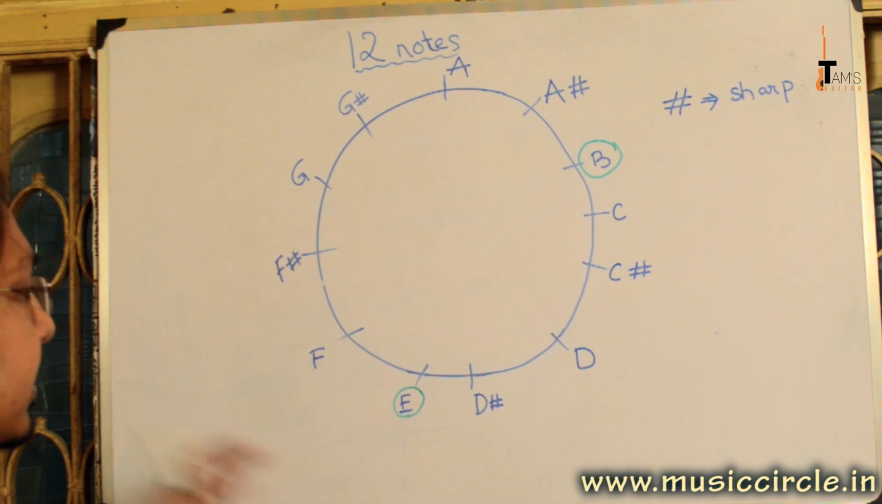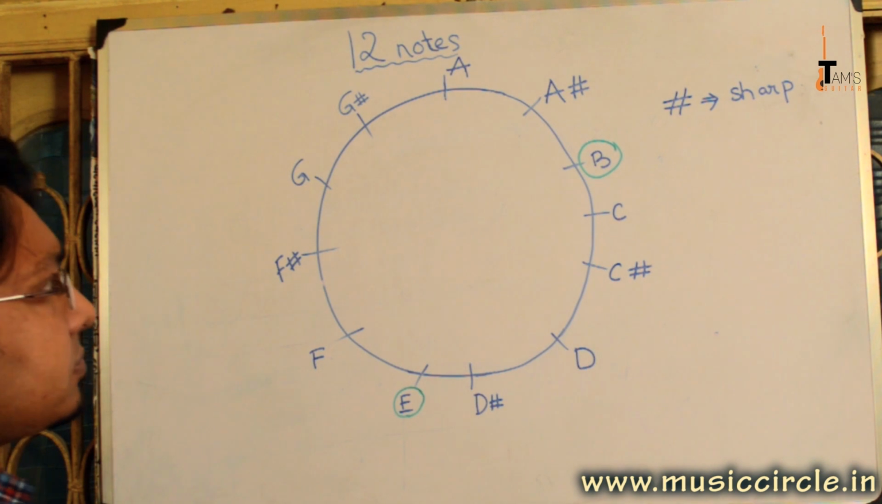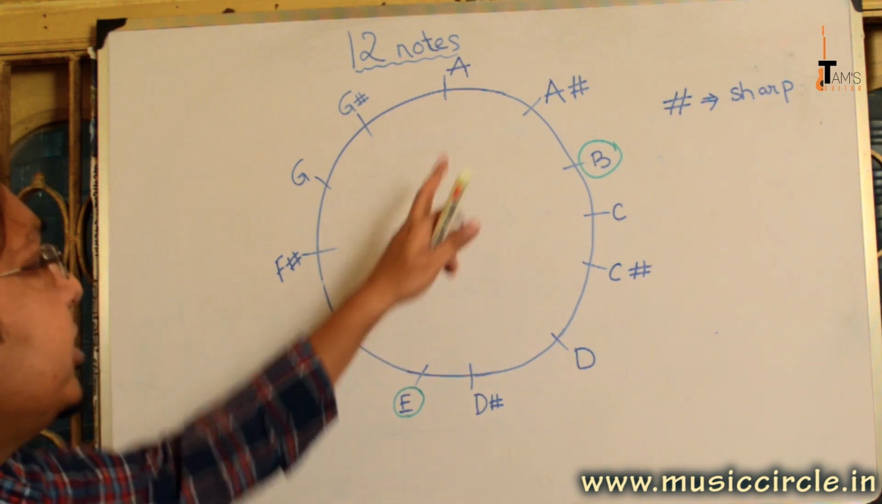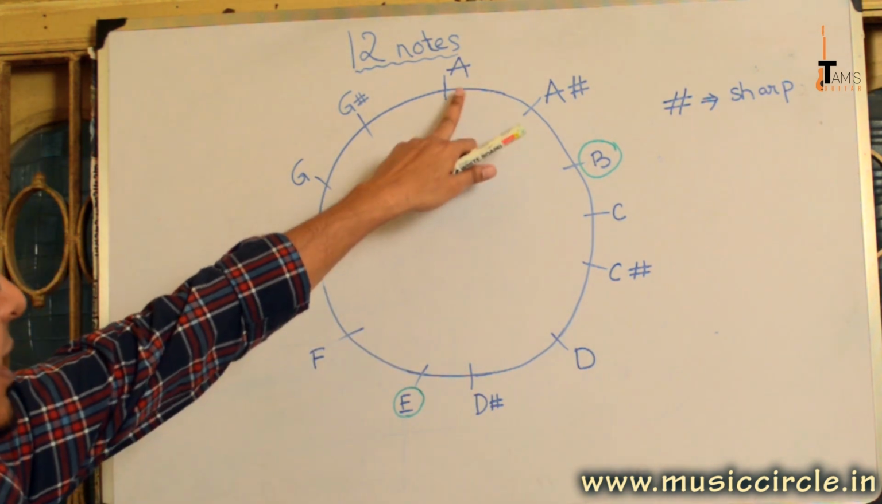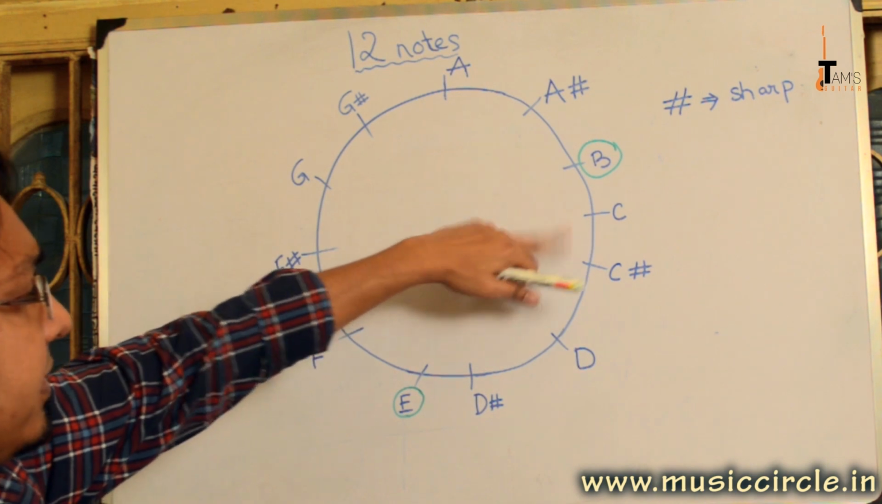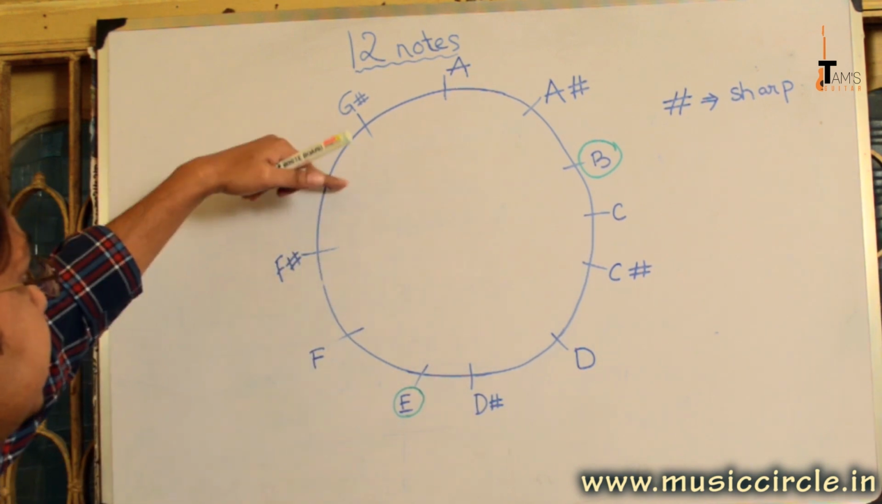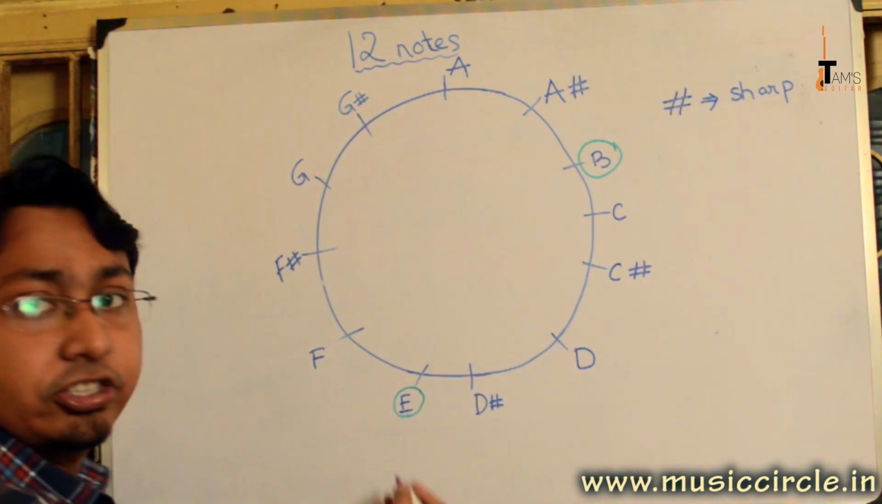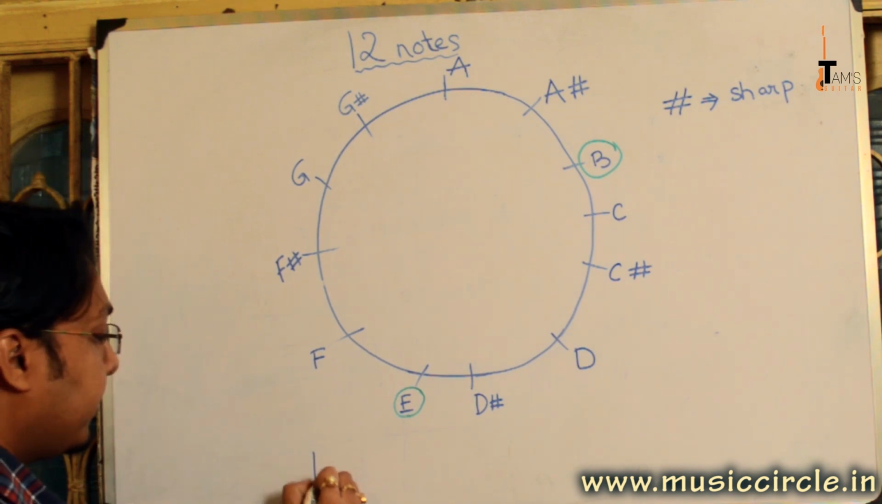Okay, so these are the notes present in music, and the notes that don't have any sharp are called natural notes, like A, B, C, D, E, F, G. These are natural notes, so you can copy this down.